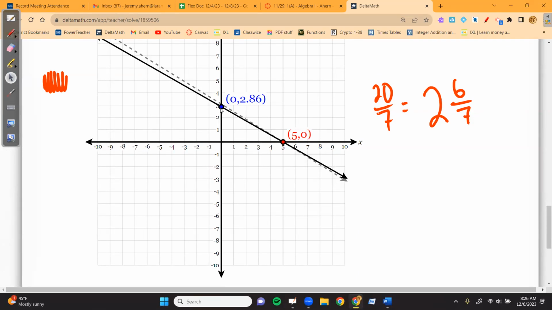And tomorrow we'll start talking about point slope again. Sound good? Let me know if I can help you.